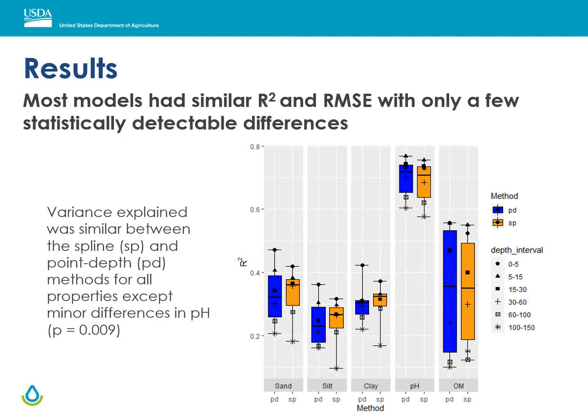The results showed that most models had very similar accuracy measures. In this plot of R squared, we compare each method by property, with the blue boxes representing the point depth models and the yellow representing the spline models. Individual depth models are indicated by the symbols within each box and whisker. You can see how similar the results are for the two methods. We only had minor differences detected between the pH models.